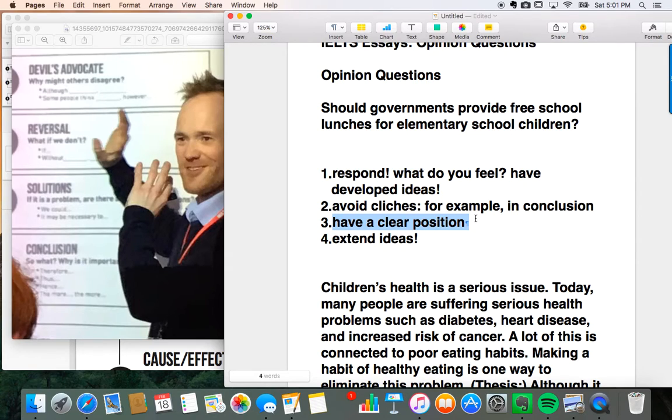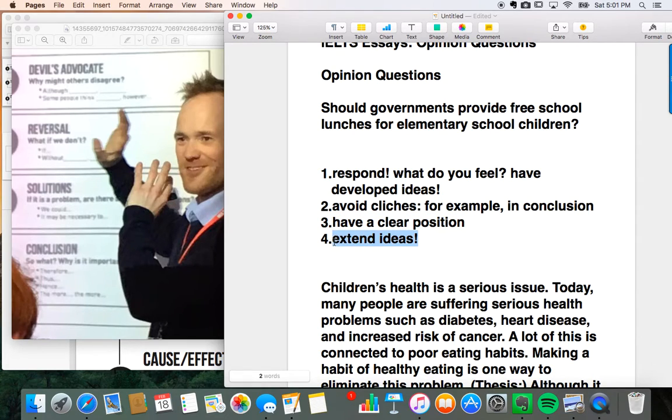9 times out of 10, probably 10 times out of 10, if I read an IELTS essay and it says it depends on the situation or 50-50, both are correct, the answer doesn't do very well. Even if there's wonderful grammar, it just doesn't help. Make sure you have a yes, no, or at least a 60% yes answer.